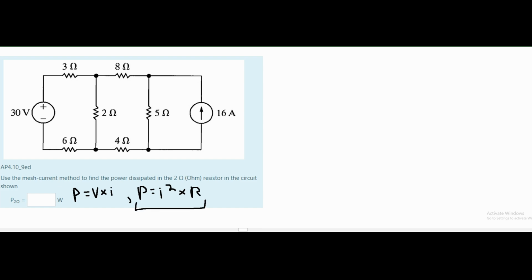We're going to be using this formula because we are given resistance right here. We know this to be 2 ohms, so we can just plug 2 ohms into here. Now we need to find the actual current flowing through this, and to do this, we're going to use the mesh current method.